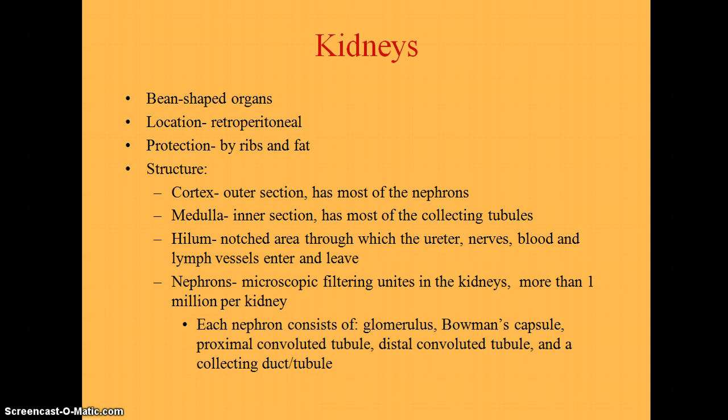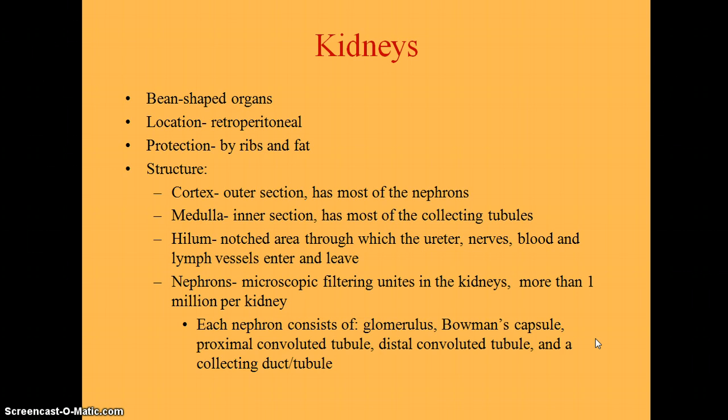Now the nephrons are really important. They're the microscopic filtering units. Oops, spelled that wrong, need to fix it. Not unites, but units in the kidney. And there's more than 1 million in each kidney. So there's a lot of nephrons in there, and each nephron consists of a bunch of different parts.